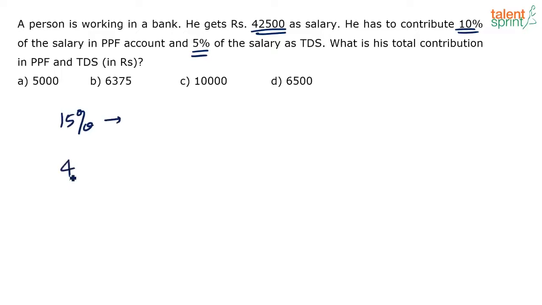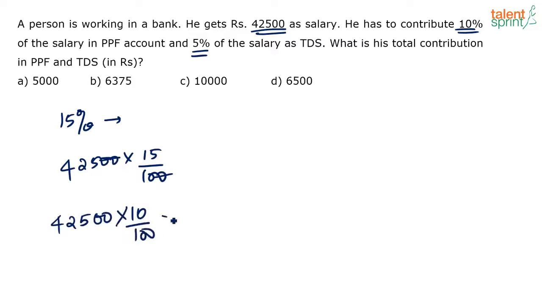So how much is he contributing? See, 42,500 into 15 by 100, right? This is the actual thing that he is contributing. Okay. Now either you can directly solve it like this. Even if you do it like this, the zeros get cancelled and you'll have to do 425 into 15. Now another way of solving it is like this. A faster way would be like this. See, 42500 into 10 by 100, correct? 10% is giving, followed by again a 5% of the same amount he is giving, correct? So now how can you write this?